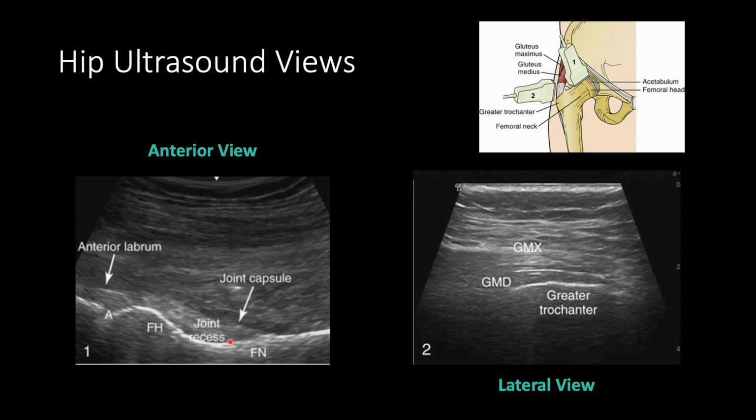Then there's also a lateral view, which takes a look really at the greater trochanter, and that's really all you can see in this view, because otherwise you're starting to get into the muscles and the softer structures in the hip.